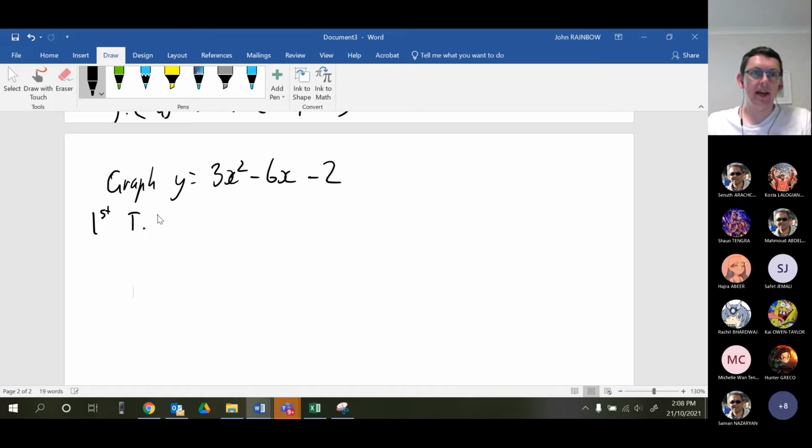you always take out your common factors. Is there any common factor in here? Oh, 3 is common. No, it's not. You've got two options. Second thing, try and factorize. Okay, so what approach to find x-intercepts?